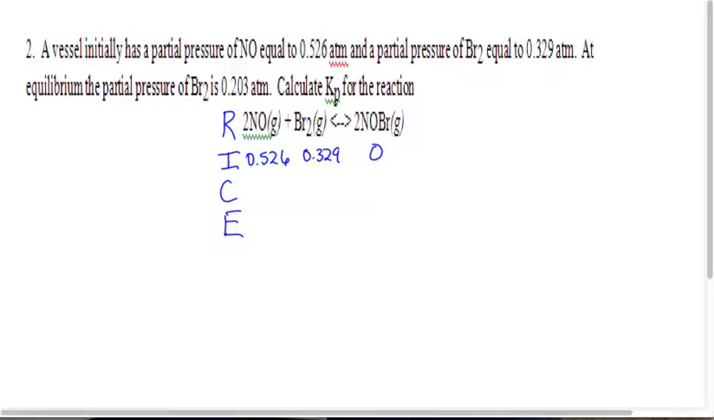Which way do we have to shift to get to equilibrium? Toward the zero, to the right. So minus 2x, minus x, plus 2x. So my final equilibrium line will have 0.526 minus 2x, 0.329. Oops, sorry, thank you for catching that. 0.329 minus x, and this is 2x. All right, what other piece of information do they give us that's going to help us out?